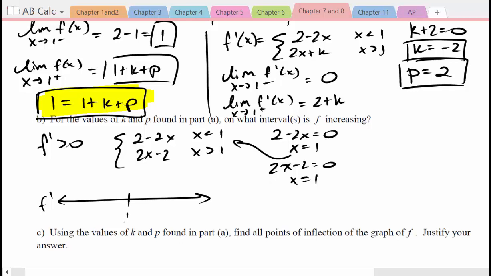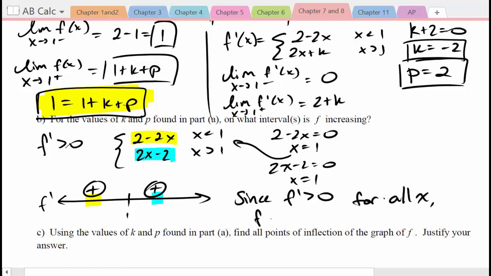If I pick a number smaller than 1 and plug it into the first one, like plug in 0, I end up getting positive. Pick a number after 1 and plug it into here, for example 2, you also get positive. What you notice really quickly is this graph is always going to be increasing because f prime is always positive. So that's what we need to say. Since f prime is greater than 0 for all x, f is always increasing.